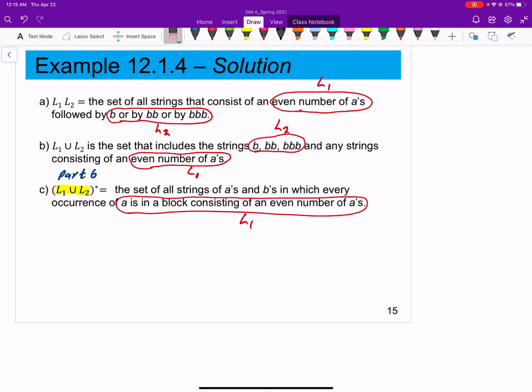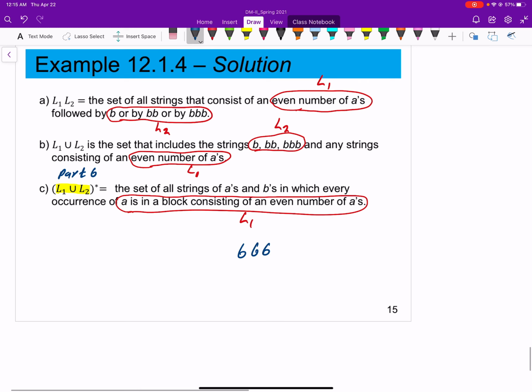L2 says B, BB, BBB. But here you are concatenating any number of occurrences. So if you concatenate B with BB, it will be BBB. If you concatenate BB and BB, it will be BBBB. Okay, there are all the possibilities. That means there can be any number of B's, because by just B, BB and BBB, you can make any number of B's if you concatenate them, odds, evens, and everything.